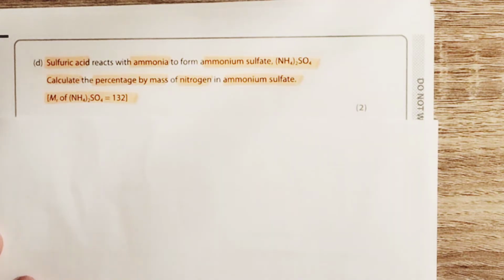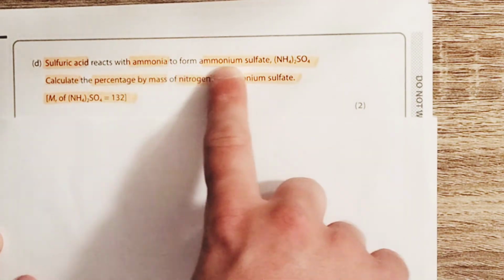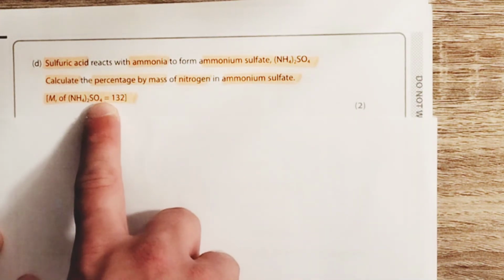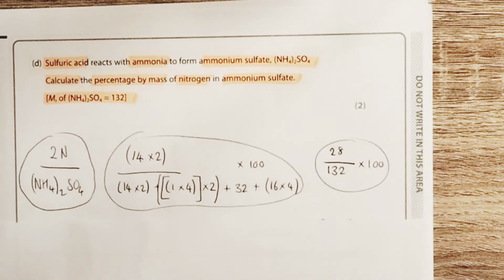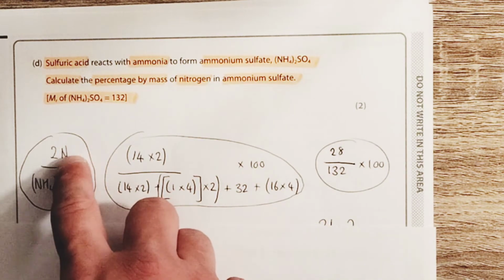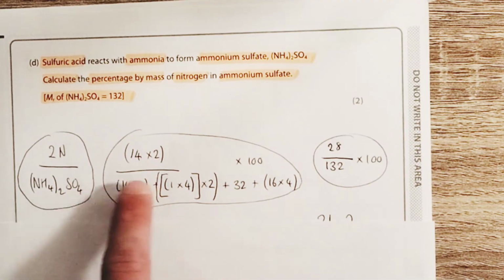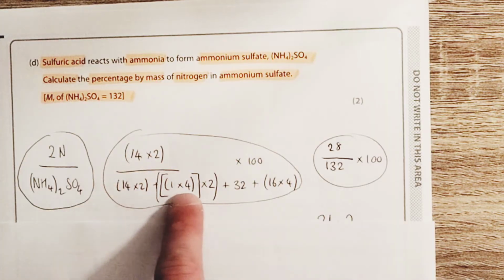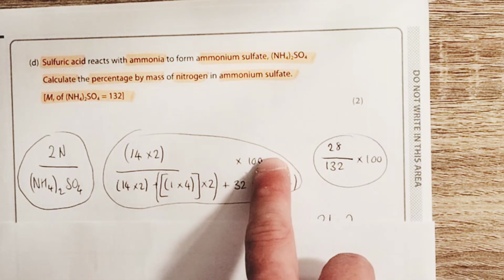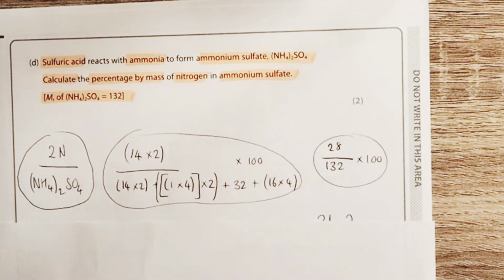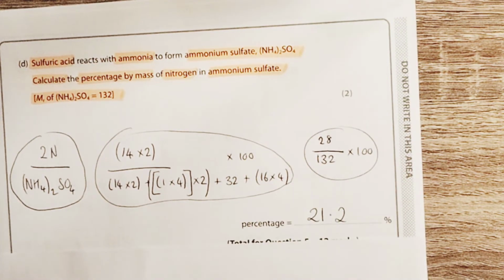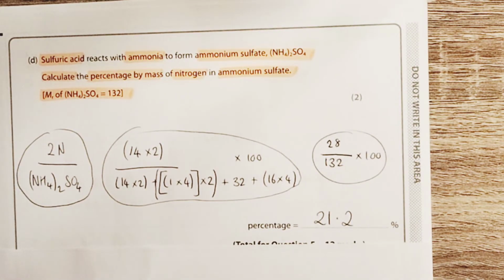Finally, a percentage by mass question. Okay, so sulfuric acid is reacted with ammonia to form ammonium sulfate. Calculate the percentage by mass of nitrogen in ammonium sulfate, and you're given the relative mass of ammonium sulfate there. Basically what it's saying is what's the relative mass of nitrogen compared to the rest of it? So there are 2 nitrogen atoms in this formula. So the relative mass of 2 nitrogens versus the relative mass of all of it together, times by 100 to convert to percentage. 28, that's the mass of the nitrogen in the molecule. 132 is the relative formula mass of the whole compound unit itself, times 100, converts into percentage. It's got 21.2% nitrogen percentage by mass.